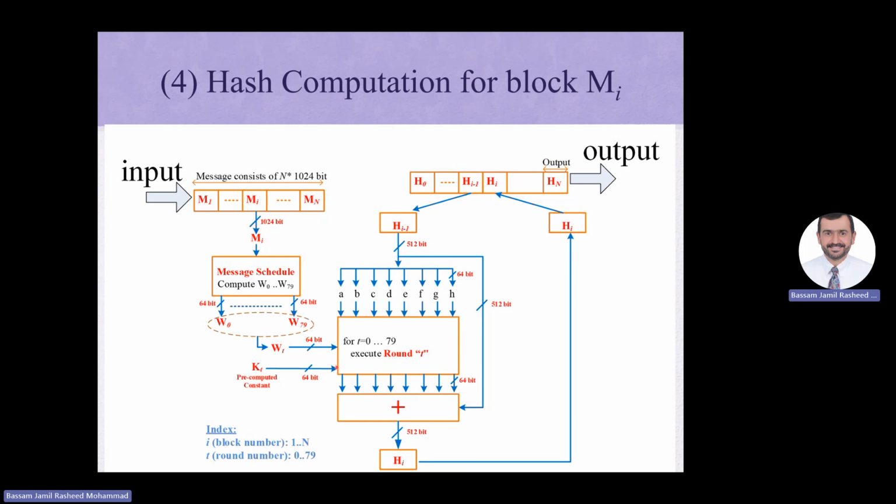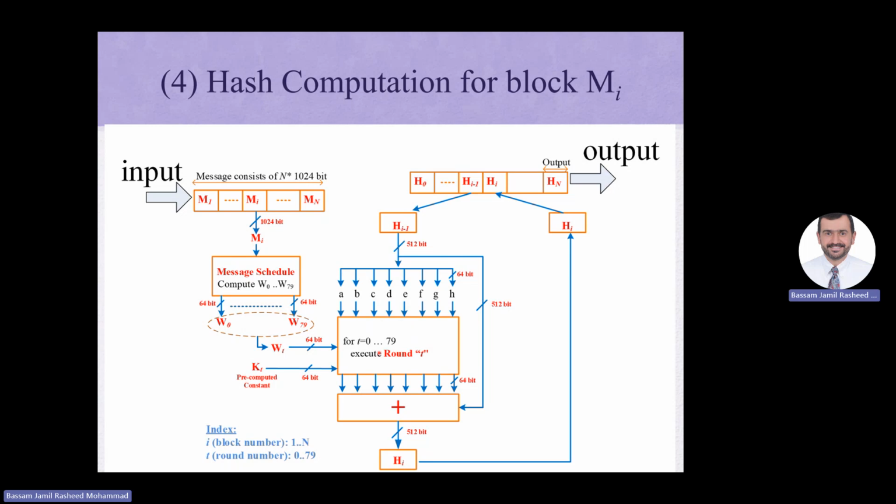So for round 0, we will get W0 from the message schedule, and we will have a constant K0. Both are 64-bit. They will be received along with the 8 registers of 64 bits, and we're going to crunch the numbers here. Then we will produce 8 values, which will be added to the previous H, and produce for us 512 bits. And this is going to be my Hi, which is the output of this stage.